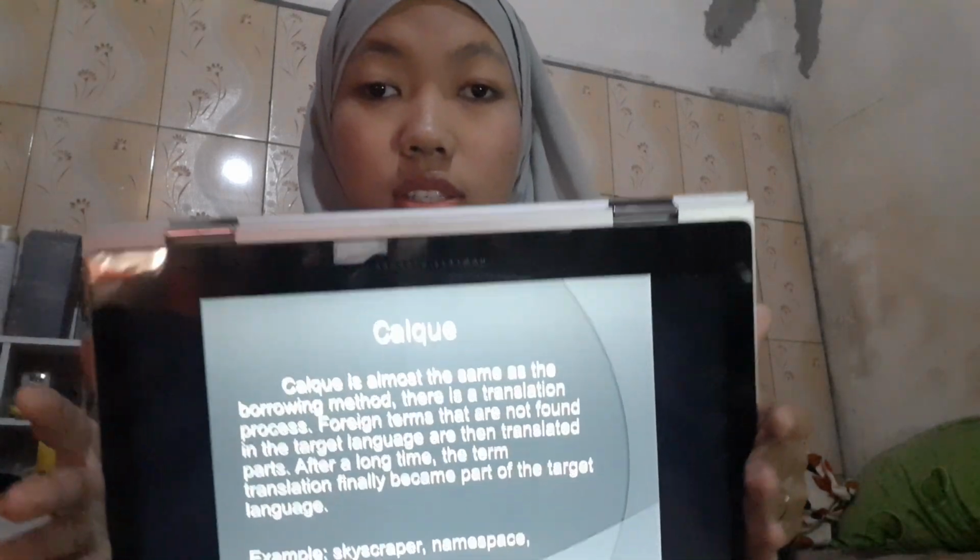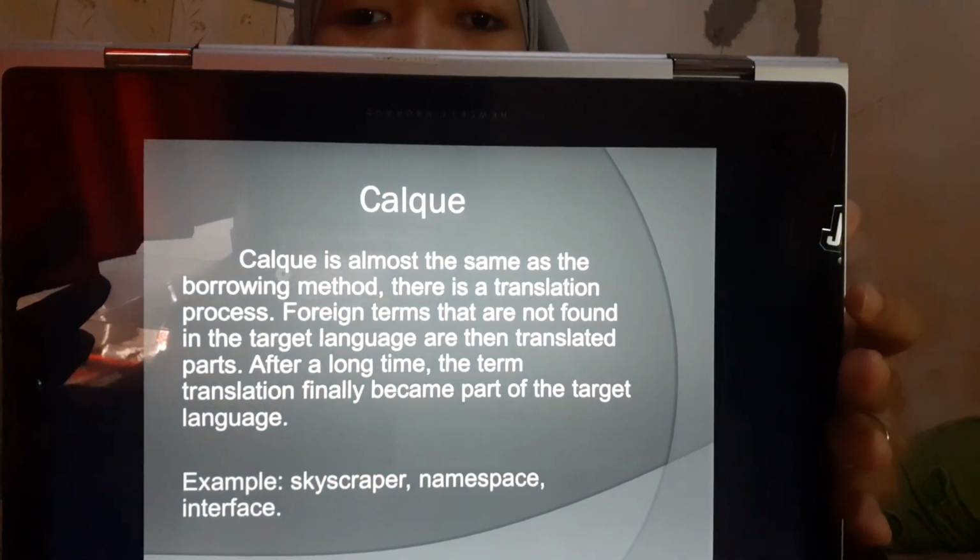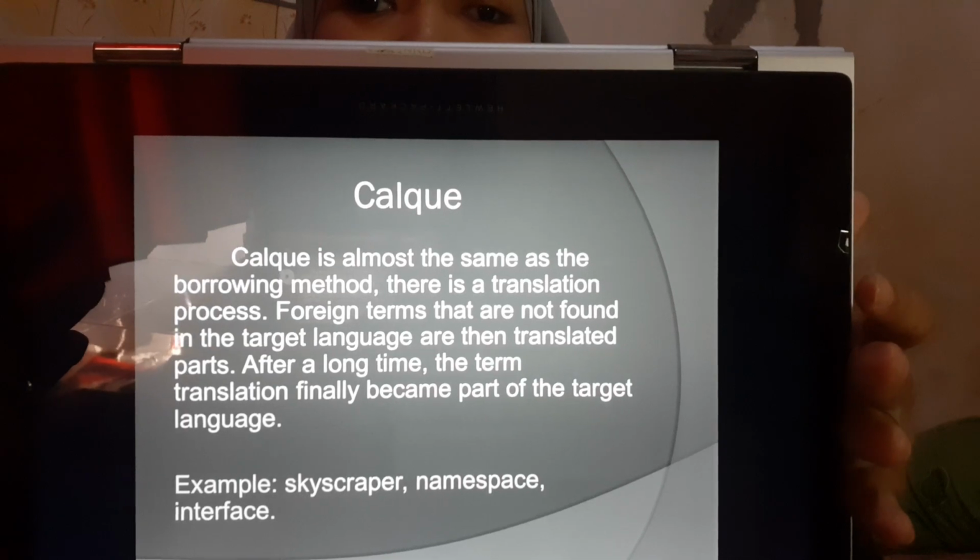And then the second is calque. Calque is almost the same as the borrowing method, but in this method there is a process before. So the foreign terms actually were not found before. And then the examples are skyscraper, namespace, and interface. The meaning of skyscraper is langit-langit.